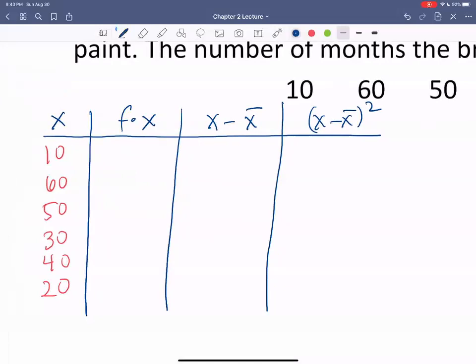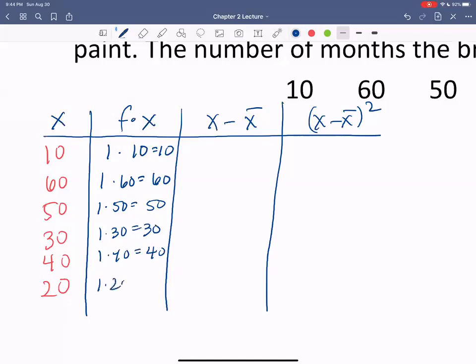All right, so remember f is our frequency. How many times does 10 show up? Only once. So 1 times 10 is 10. The frequency for 60 shows up once, times 60 is 60. Again, you don't have to do the f times x column. I only put it in there in case you have that value more than once. It saves you some time when you have a bunch of data values that could be repeated. When they're all not repeated, this column is not necessarily needed. So we have 1 times 50, which is 50. We have 130. We have 140.